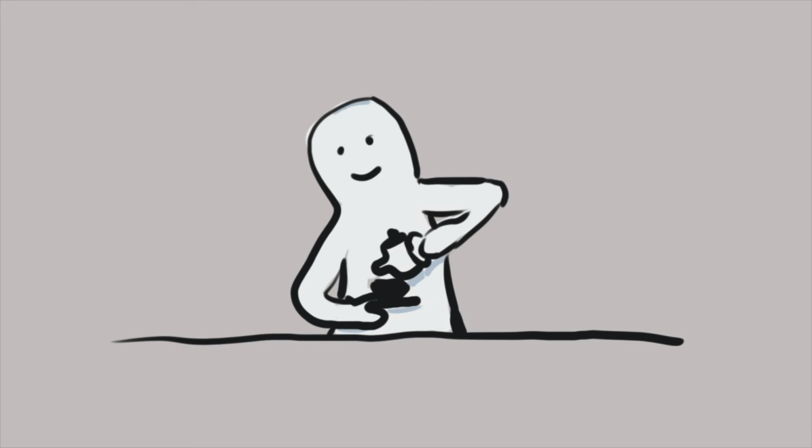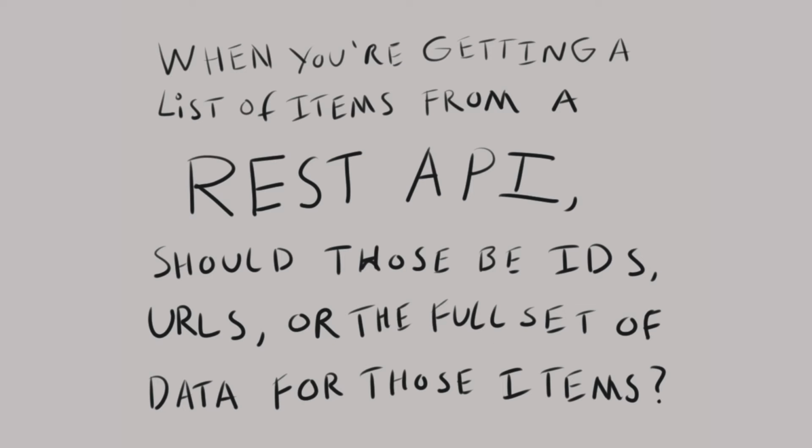This question came up today, and it's one that has come up regularly, and that is, when you're getting a list of items from a REST API, should those items be IDs, URLs, or the full set of data for those items? If you look online, you'll see conflicting opinions on this matter. I will tell you right now, the best answer lies in your user's expectations and workflow.